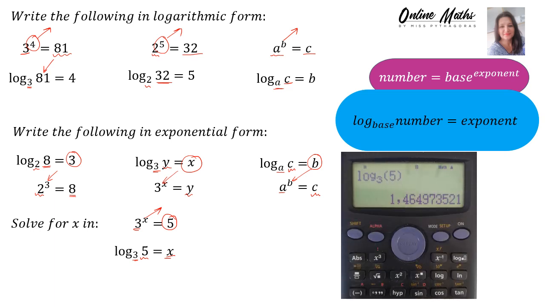Now, how to deal with that one? You will use your calculator. So somewhere on your calculator, you will look for the log button, the one that's got 2 little squares there. That's the one that you're going to use. And then when you click on that button, in the base place, you punch in the 3, and in the number place, you punch in the 5, equals, and you get your answer, 1,46.